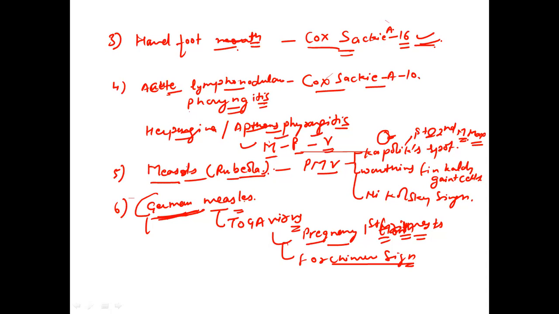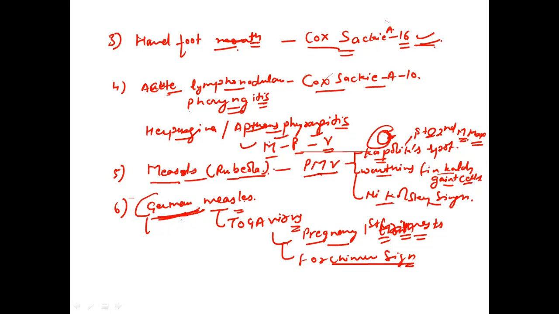Then come to your measles, rubeola, which is caused by paramyxovirus. It has Koplik spots. There is a red halo around. These are mainly present in the first and second maxillary molar. Then it has Warthin-Finkeldey giant cells. Then third is your Nikolsky sign. These are the signs of measles, rubeola.